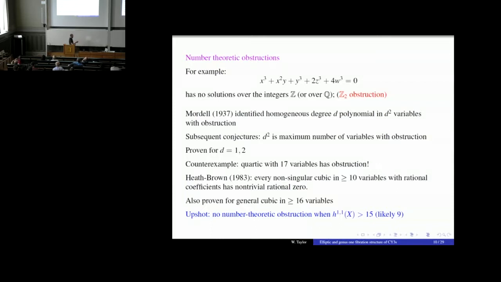In 1983, it was proven by Heath-Brown that every non-singular cubic in 10 or more variables has a non-trivial rational zero. And it's proven for a general cubic in greater than or equal to 16 variables. So the general cubic in between 10 and 15 is an open problem. But the upshot is that when h11 gets big, when h11 is bigger than 15 in particular, there's no possible number theoretic obstruction to the existence of a D which satisfies D cubed equals 0. So that's a very rigorous set of arguments.